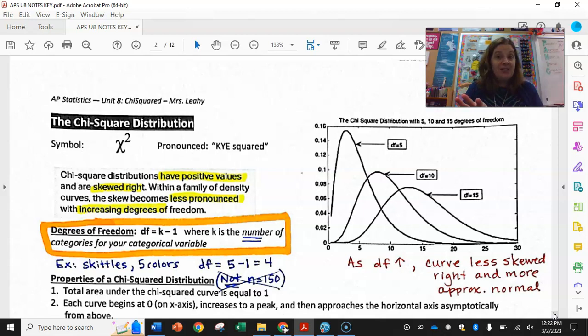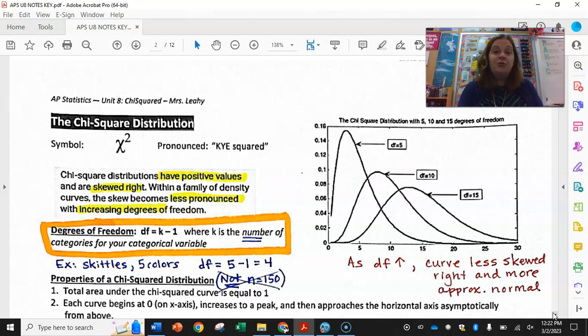We're not going to use sample size for this at all. We are interested in the number of categories minus 1. So here we go. For Skittles, there are 5 colors, so the degrees of freedom for the Skittles problem would be 5 minus 1, categories minus 1, which gives 4 degrees of freedom.